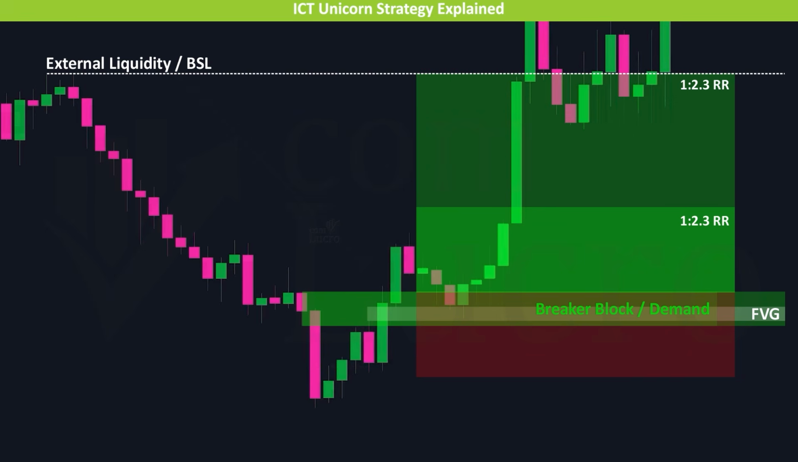This setup allows us to trade with more confidence because it is based on alignment, not guesswork. When multiple price action signals point to the same area, accuracy naturally improves. By following this structure, we increase the probability of catching quality reversal trades while keeping risk clearly defined and controlled.